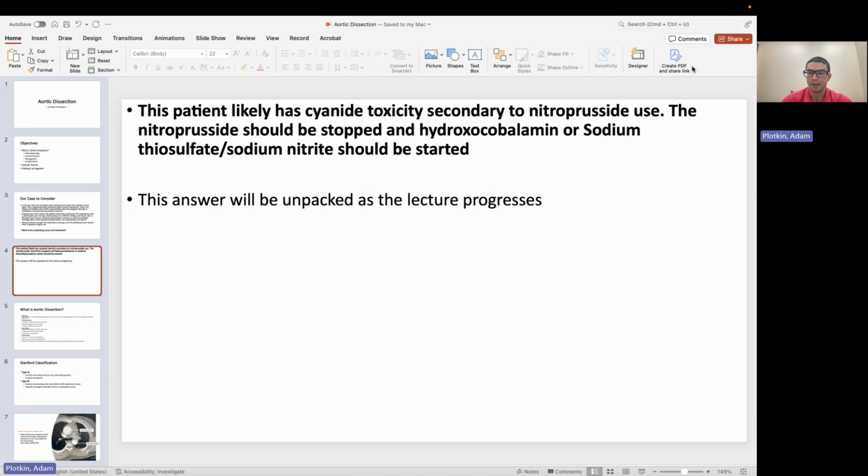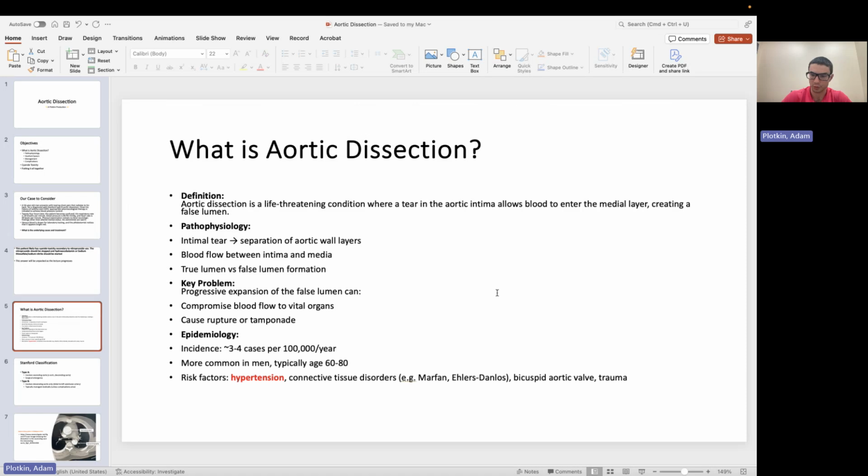So this patient likely has cyanide toxicity secondary to nitroprusside use. The nitroprusside should be stopped, and we should start hydroxocobalamin as first line, or we could use sodium thiosulfate or sodium nitrite as second line. We're going to unpack this answer as the lecture progresses. We need a lot of background information before we unpack this answer. All right, so let's get into it.